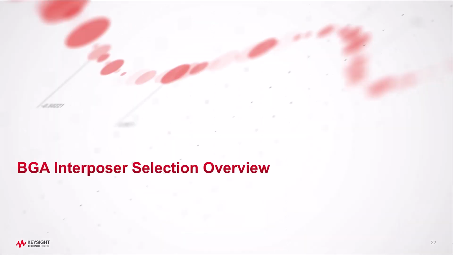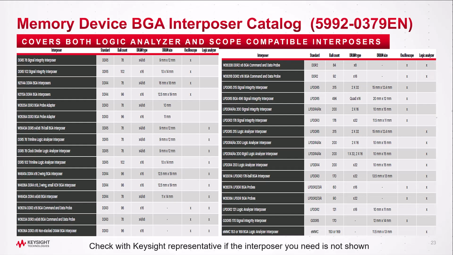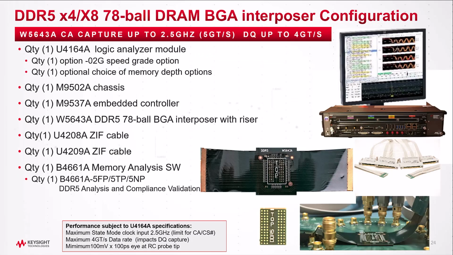The next section is an overview of DDR BGA Interposer selection. The memory device BGA Interposer catalog has solutions to connect to a scope for signal integrity measurements or a logic analyzer for protocol measurements. They are grouped by the memory standard and also grouped by whether they're for signal integrity with the scope or the logic analyzer. We'll review a few of the interposer options from the catalog.